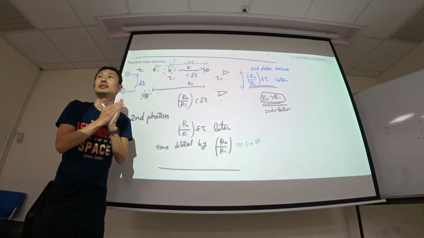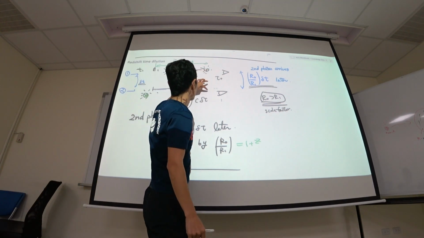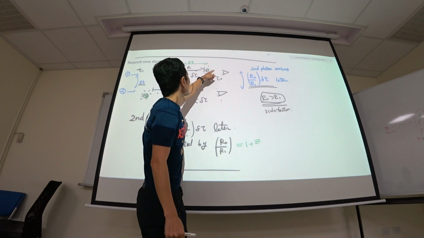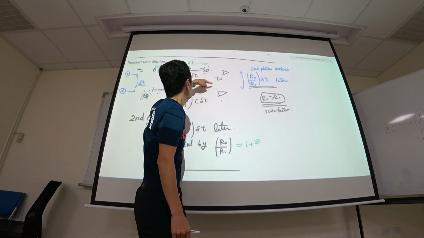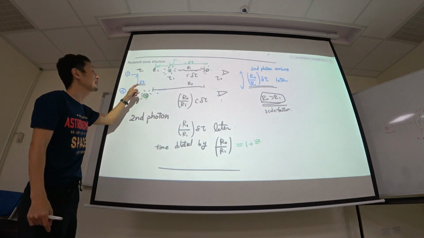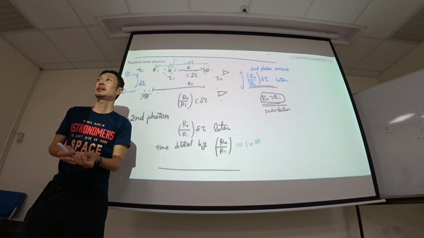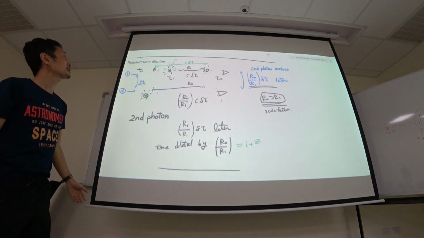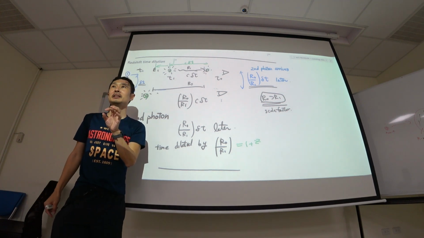So this second photon needs to travel a slightly longer distance than the first photon. So the time interval between photon 1 and photon 2 is not delta t; you can imagine it's longer than delta t. How much longer? The speed of light is the same, right?